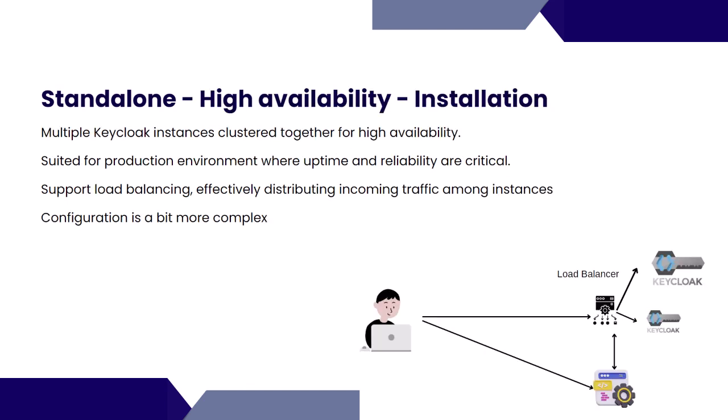Moving to the standalone high availability or HA installation, we see a setup that is built for the production environment where reliability and availability cannot be compromised. You cluster multiple Keycloak instances, and this configuration ensures that the service remains available and responsive. Looking at the picture, we have two Keycloak instances connected to a load balancer, and user requests hit the load balancer.